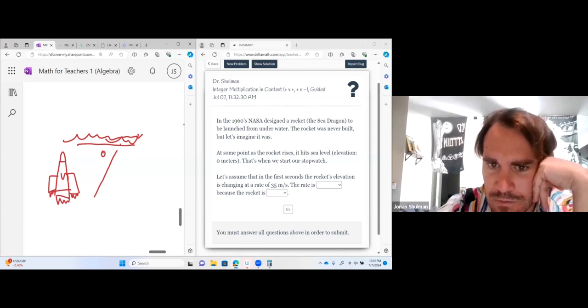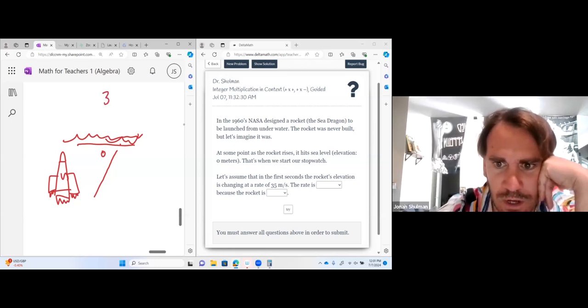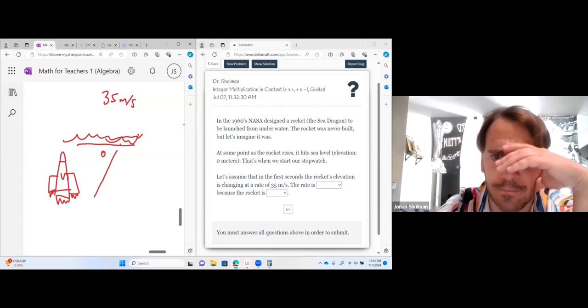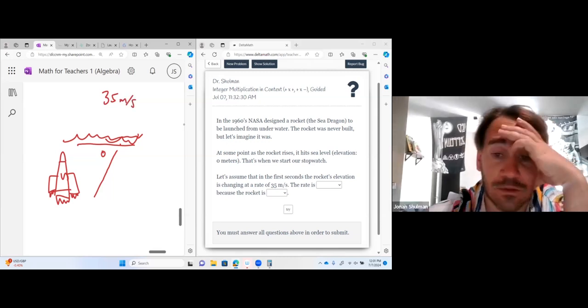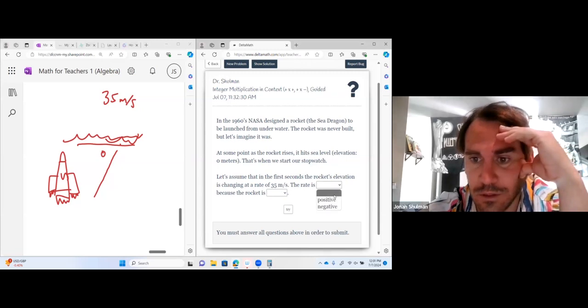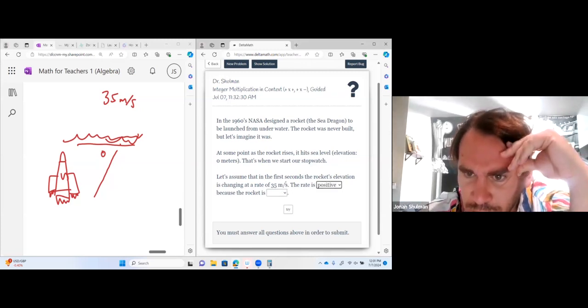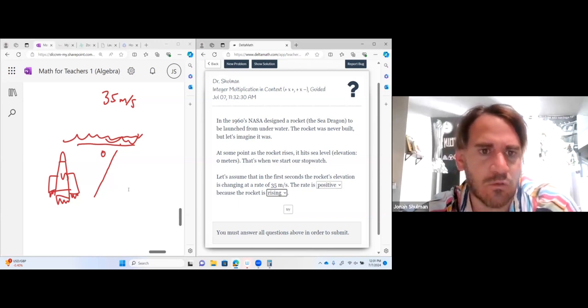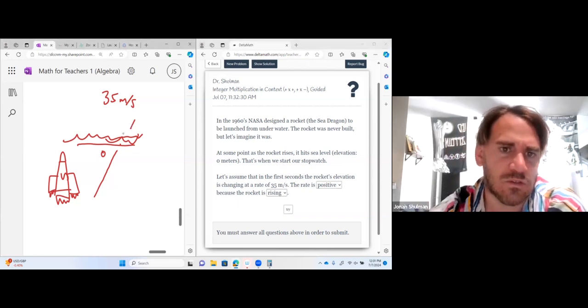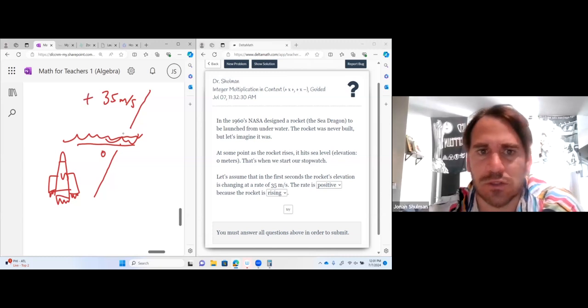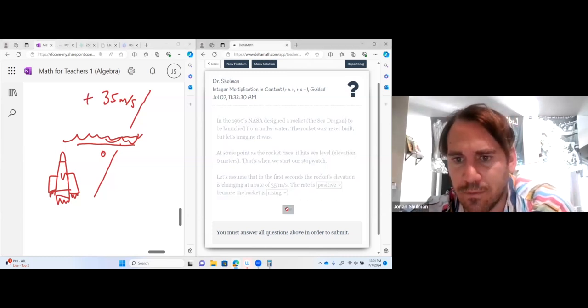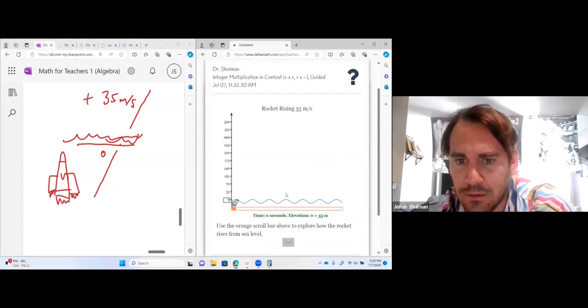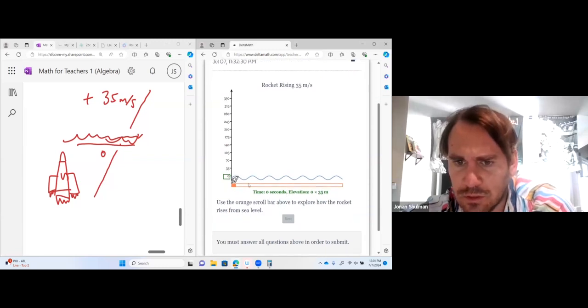Let's assume that the rocket's elevation is changing at a rate of 35 meters per second. That rate is positive because the rocket is rising. So we're going up after sea level, 35 meters per second. That's positive, and then I'm assuming it's going to fall. Use the orange scroll bar to explore the rocket.